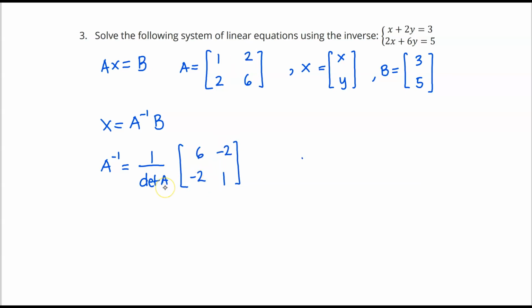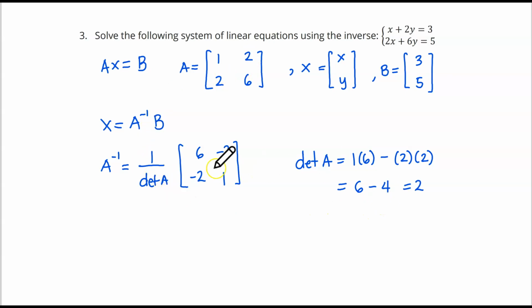Then let's compute for the determinant of A. The determinant of matrix A is computed by multiplying the diagonal entries here. So 1 times 6 minus the product of the other diagonal entries here. So we have 2 times 2. So we have 6 minus 4. 6 minus 4 is 2.